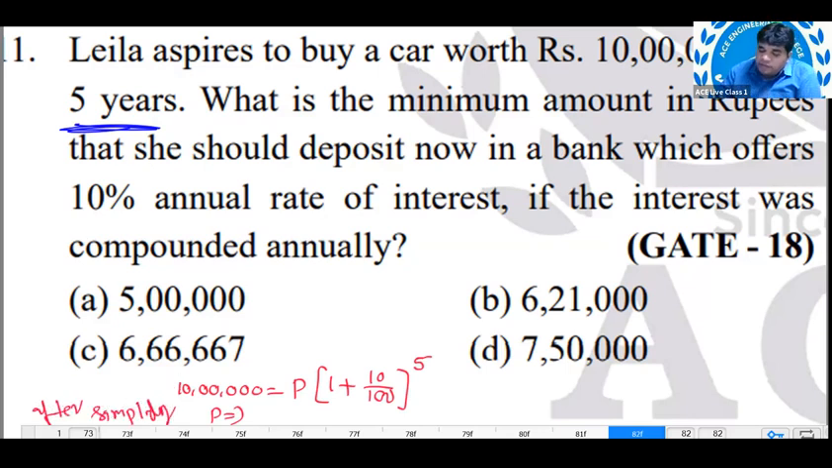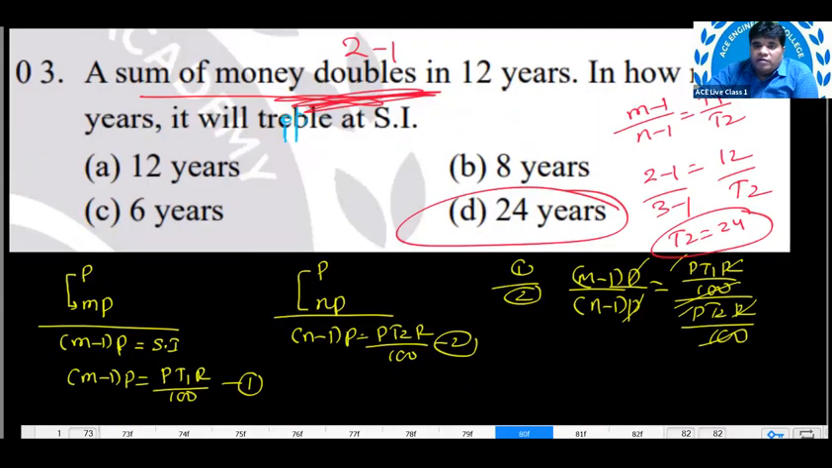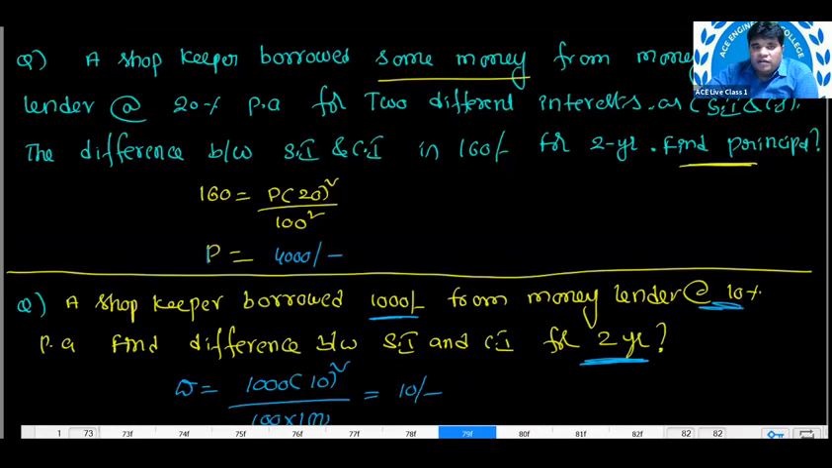After the simplification, P is equal to 6,21,000 approximately, not the exact answer, approximately. 6,21,000 is the answer. Okay? 2 marks in the GATE examination. This type of question, friends, the remaining ones you can try. In case you are not getting them, I'll share the solutions.